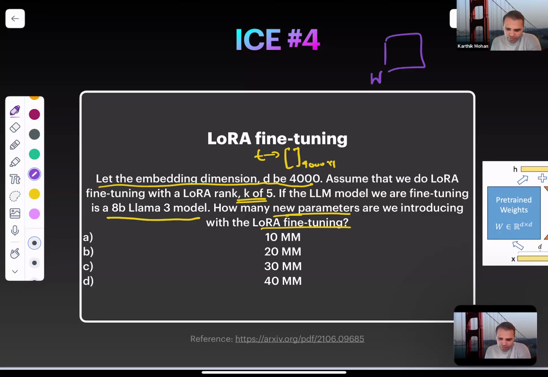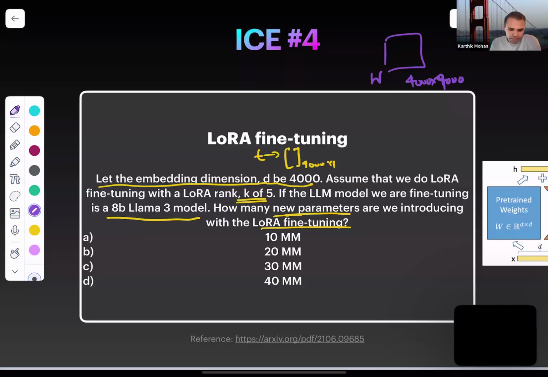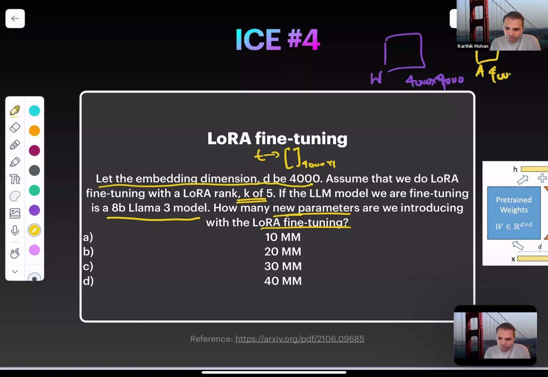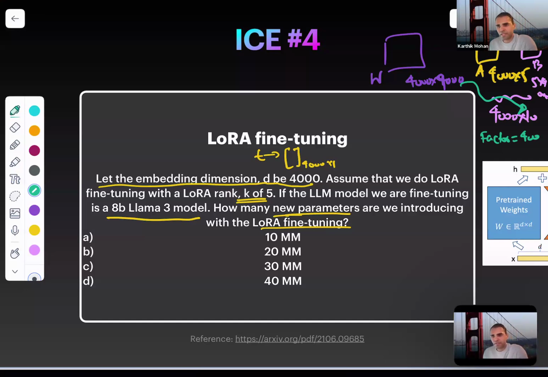So if this was W, this was 4,000 by 4,000. Let's just take one matrix at a time, right? So if you had one matrix, you had 4,000 by 4,000 parameters. Now, if we had A here, which is 4,000 by 5, and we had B, which is 5 by 4,000, the total new parameters introduced is 4,000 by 10, right? So what's the factor of reduction from here to here? 400, right?